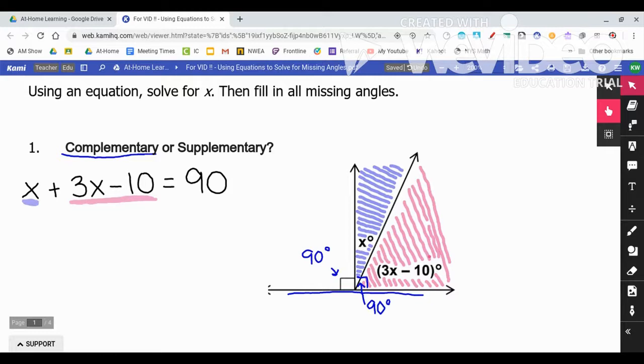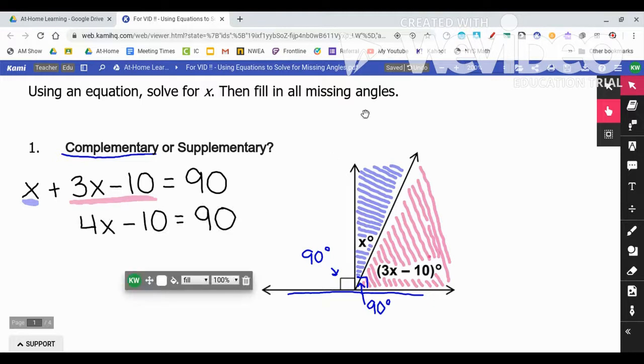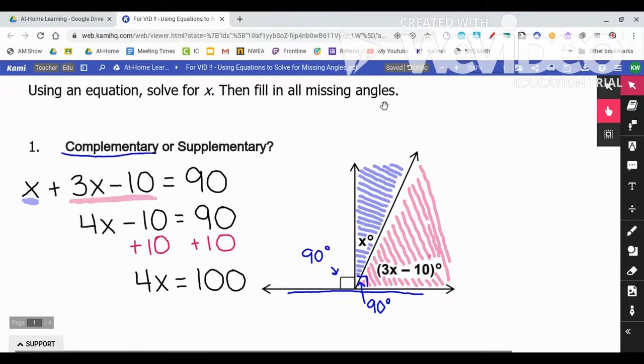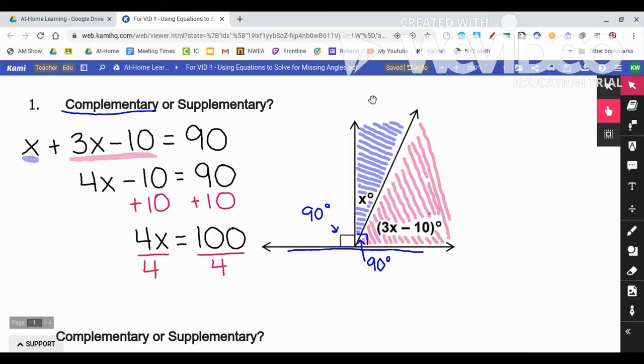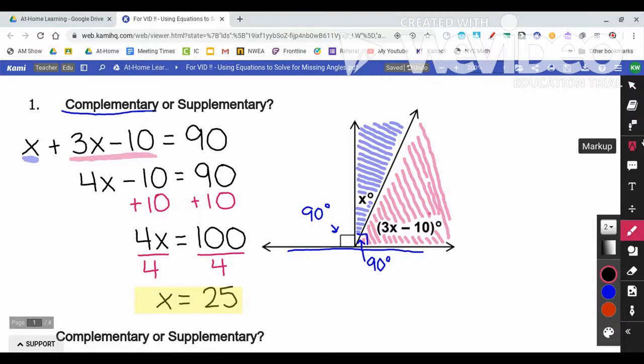So what I'm going to do is add them together and set them equal to 90 degrees. Next, I'm going to combine like terms. And from here, you guys know how to solve the equations. I'm going to add 10 to both sides, and then bring down my 4x, divide by 4, and then x equals 25. And now that I know what x equals, I can solve for both of the angles.